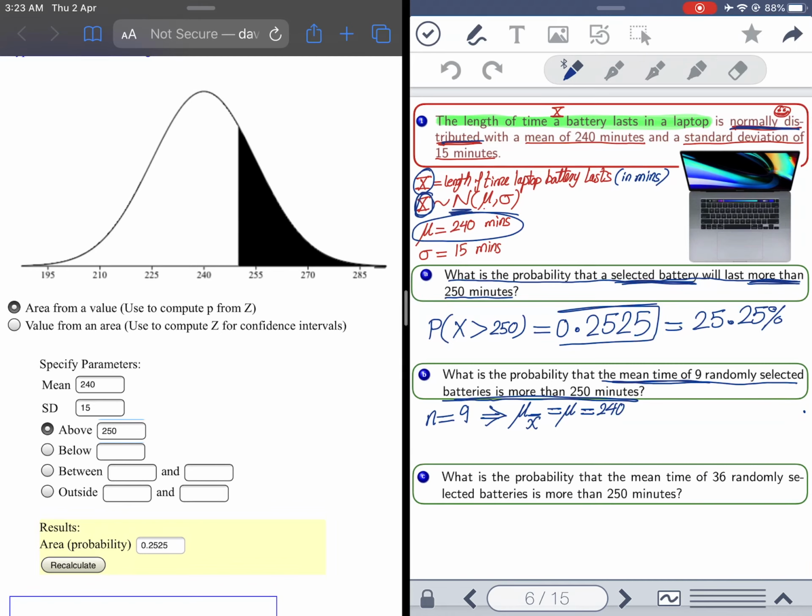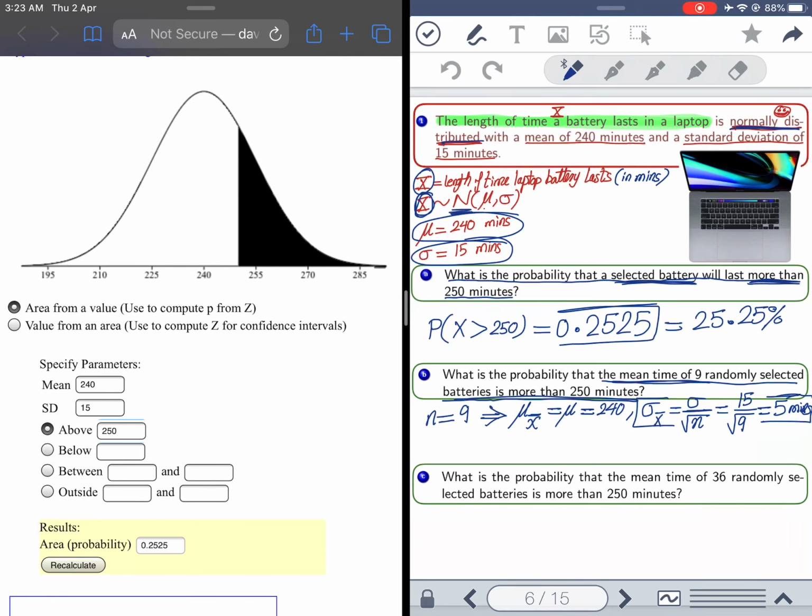So this is nice, and the standard deviation of the sample means, for this sample of 9, is equal to the population standard deviation divided by the square root of the sample size. In this case, our sigma is 15, so we'll do 15 divided by radical n, where n is 9. Radical 9 is 3, so 15 over 3 is 5. This is 5 minutes.